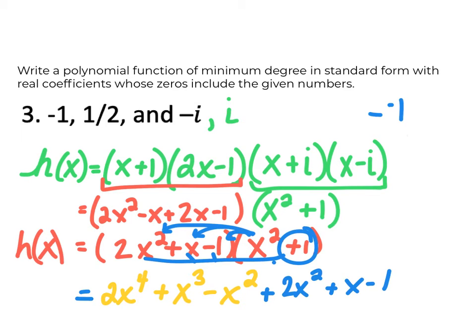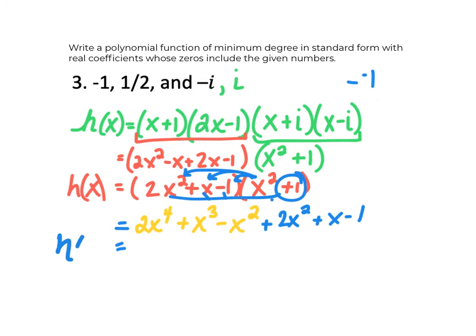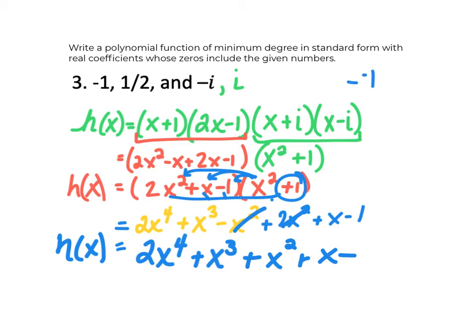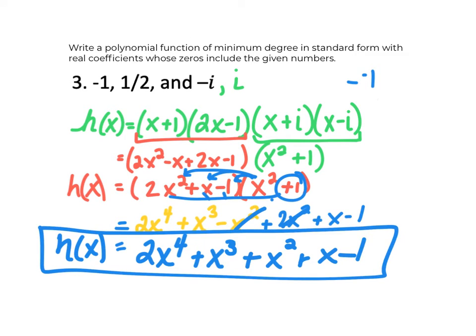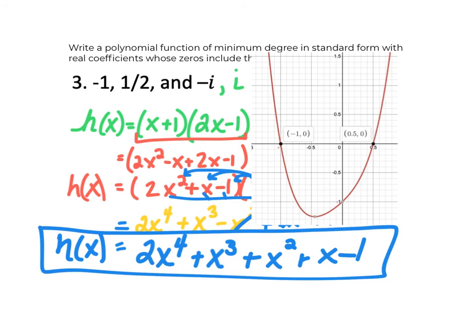So now I just need to combine all my like terms to get h of x is equal to 2x to the 4th plus x cubed plus x squared plus x minus 1. So here is a polynomial function of least degree that fits our given conditions. Take a second and throw this in the graphing calculator and make sure it matches our given information.